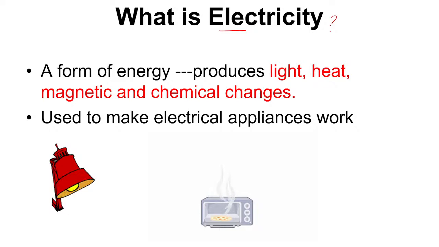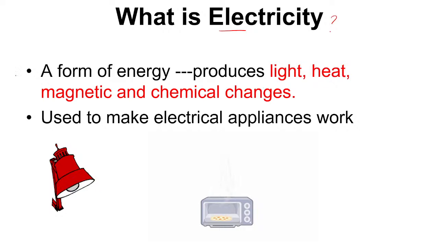For example, the light bulb that we glow. Now I'm recording the lesson using a laptop, so to run my laptop, I need electricity. Refrigerator, fridge, TV, AC. These are some of the electrical appliances which run on electricity, or rather they use electricity. Okay. So what is electricity?